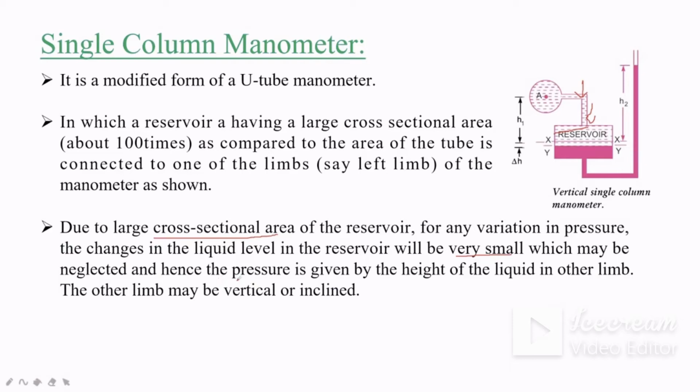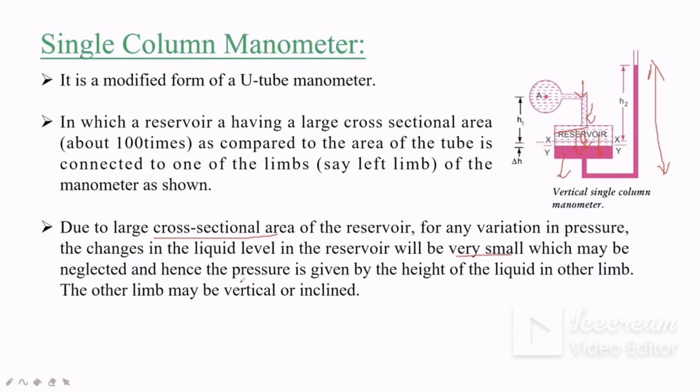So here they are telling that whatever changes happen here will be neglected in the reservoir. Whenever it is connected to A, a small pressure is created in the reservoir, and that makes the liquid push downwards. Because of this pushing, the dark colored liquid will move up. The H2 will be going up. So here they are telling it is to be neglected, hence the pressure.